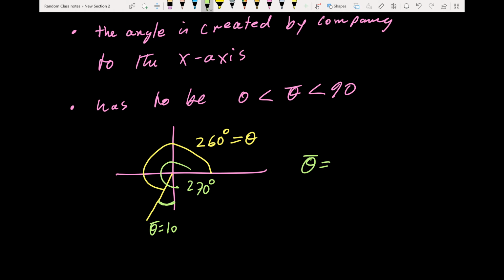Right, guys? Wrong. I said what? Comparing to the x-axis. Where's the x-axis, guys? Right over here. So what's the measurement of that angle? So what do you got to do? 260 minus 180 gives you what? 80 degrees. Do you see it? That's the hardest part for the reference angle.